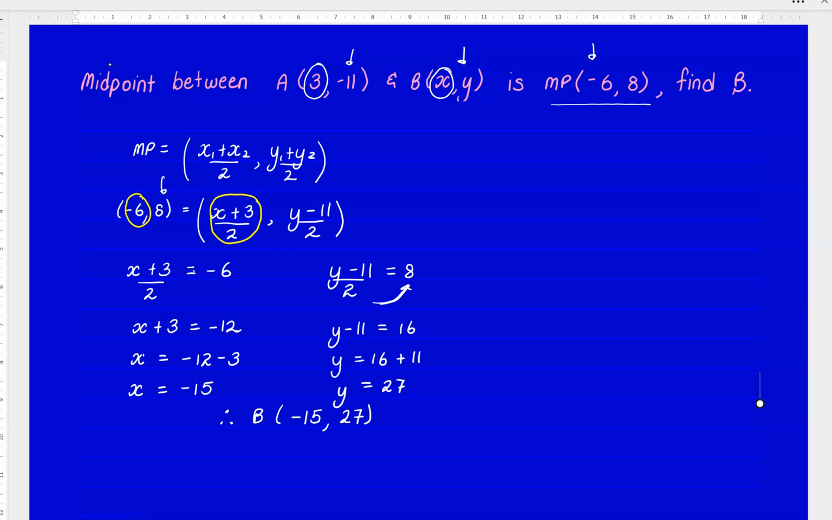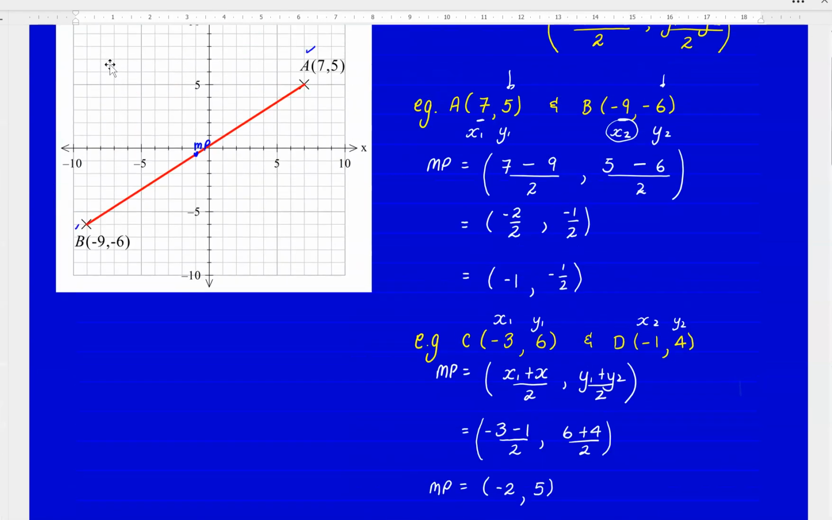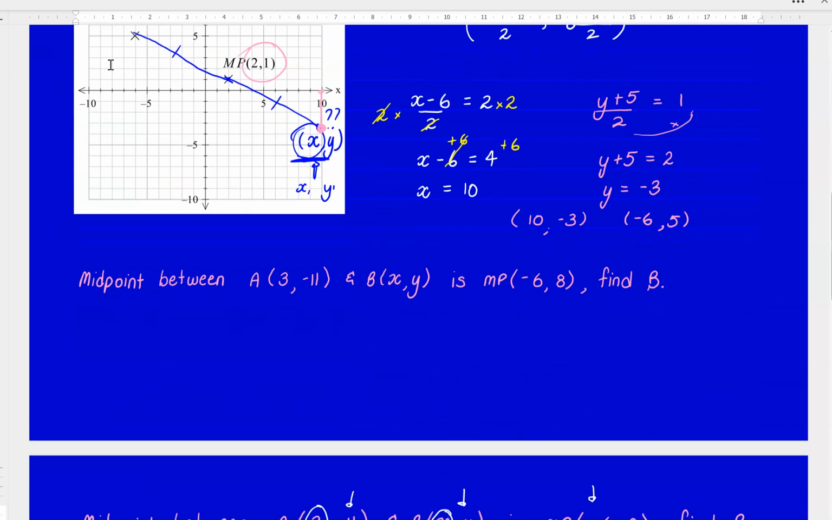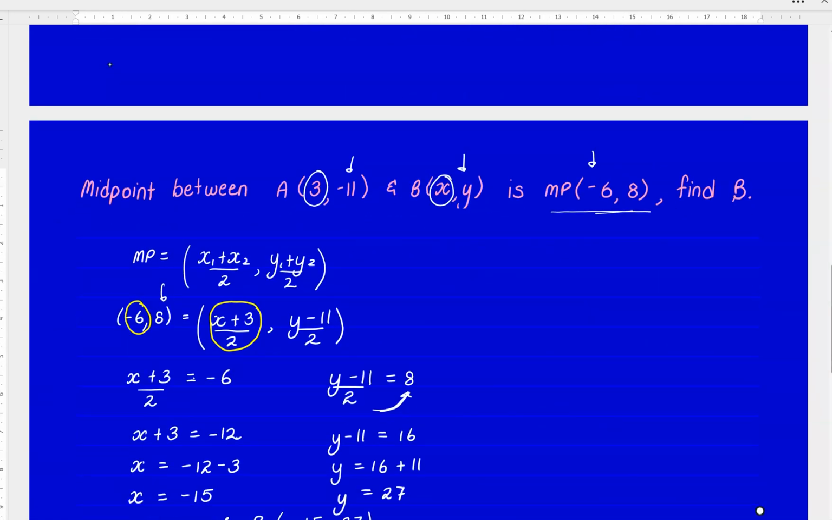Okay, so two types of question. One, when you're actually just finding your midpoint, so you just plug the values in, so make sure you read what the question is asking you to do. And then there's a second type of question where it gives you the midpoint, and you have to find one of the missing coordinates. All right, so good luck, hope that helps.